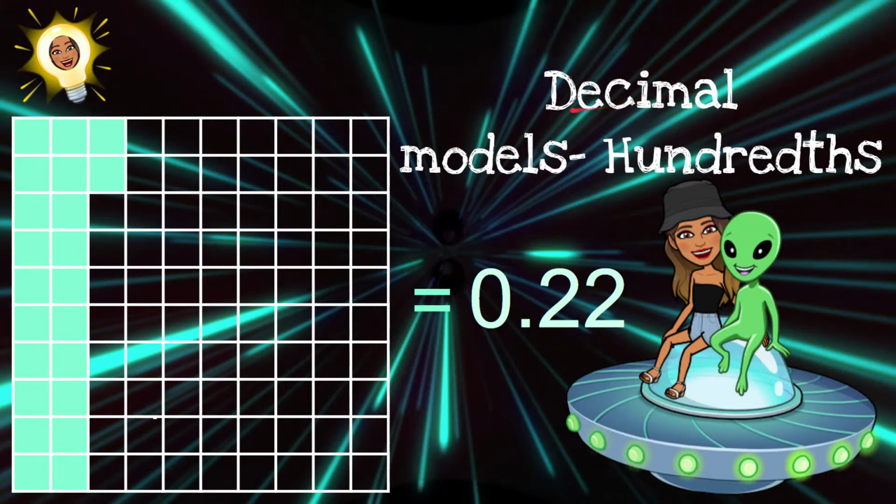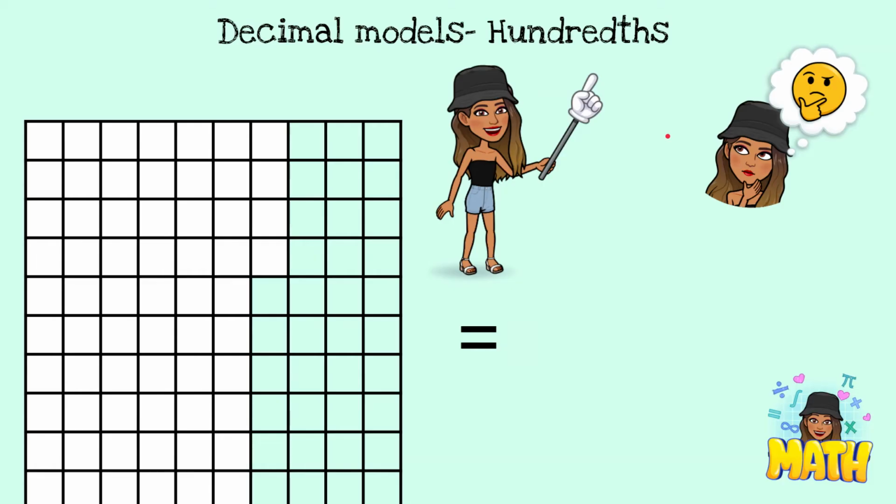Hi, today we'll be learning about decimal models, and in this video we'll be learning about the hundredths place. Let's get started. So let's learn about decimal models and about hundredths place and how we would write it in decimal form. So I have this model right here, the square model, and it's divided into 100 little tiny squares.